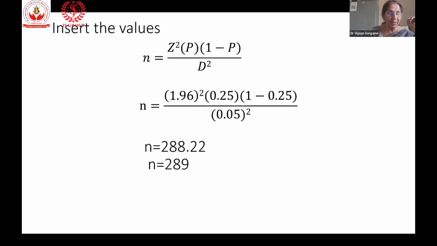So substitute the values. Z is 1.96, prevalence is 0.25, and 1 minus P is 1 minus 0.25, and d square out of 1 probability is 0.05. With 100%, we say that 5%. So if we consider total as 1, our d is 0.05. Simplify this, our sample size is 288.2. To take a round figure, we consider it as 289. So this is the sample size we calculated using the formula.